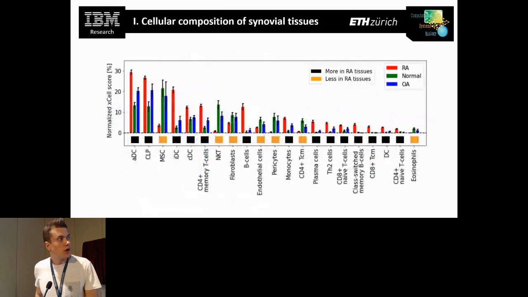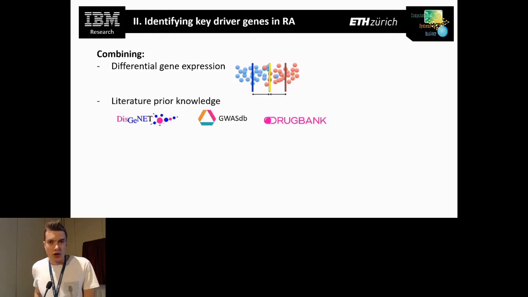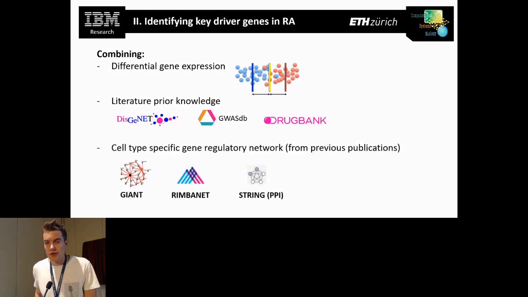So this was just to show you an overview of how the synovial tissue looks. How I'm going to address this issue today is I will present two independent methods, because it's nice to have independent methods, so then we can combine them, and it makes our analysis more reliable. I will be combining differential gene expression analysis with a lot of prior knowledge from literature, and also some gene regulatory networks previously published in literature, for example, the STRING database for protein-protein interaction, or also Bayesian networks from GIANT.